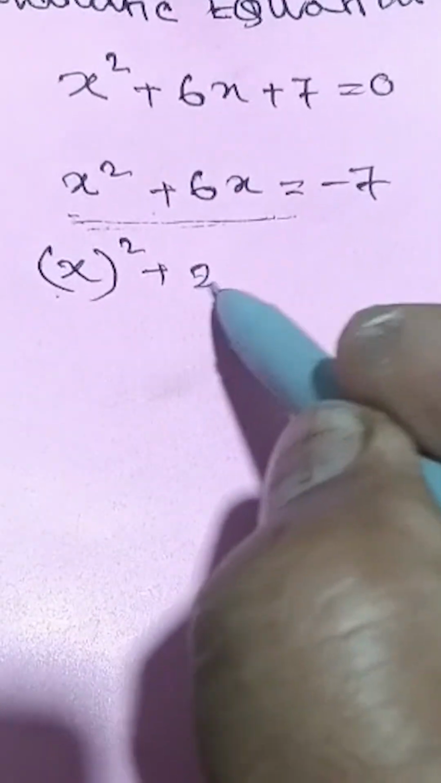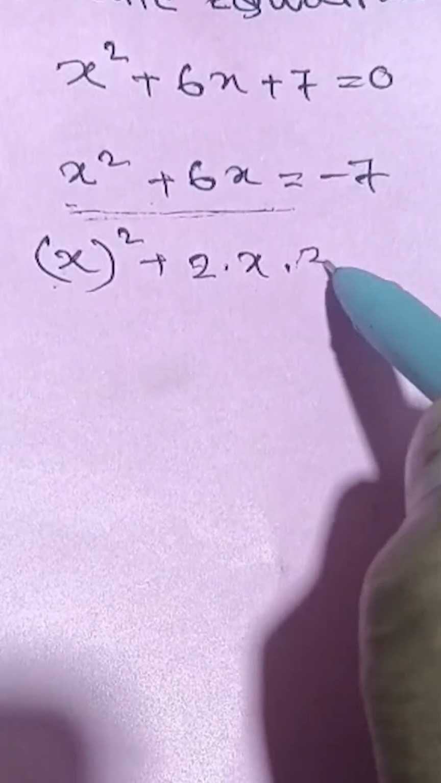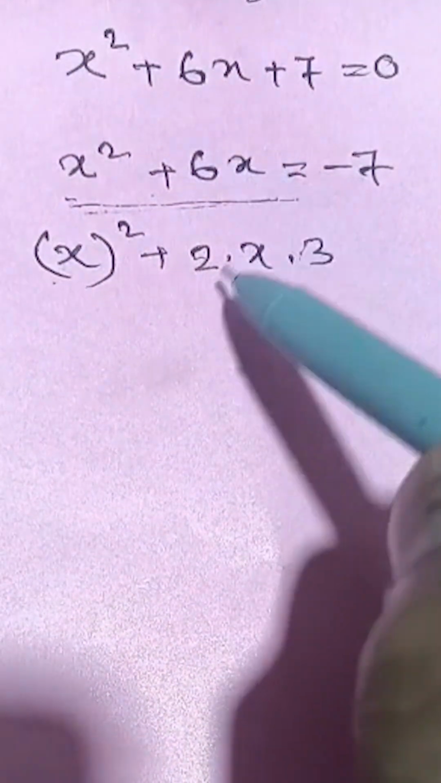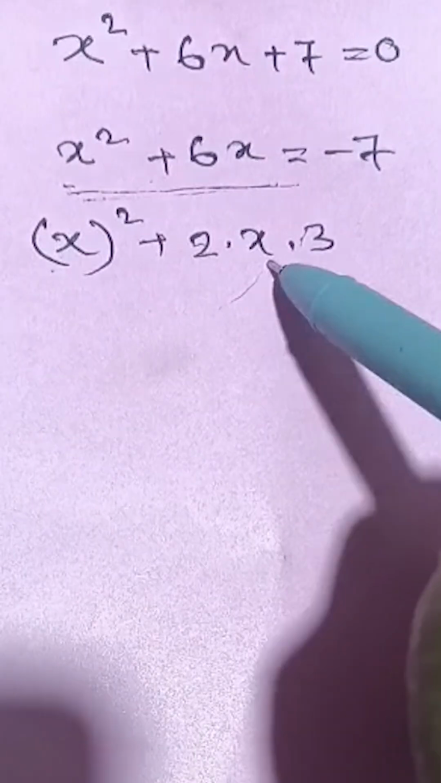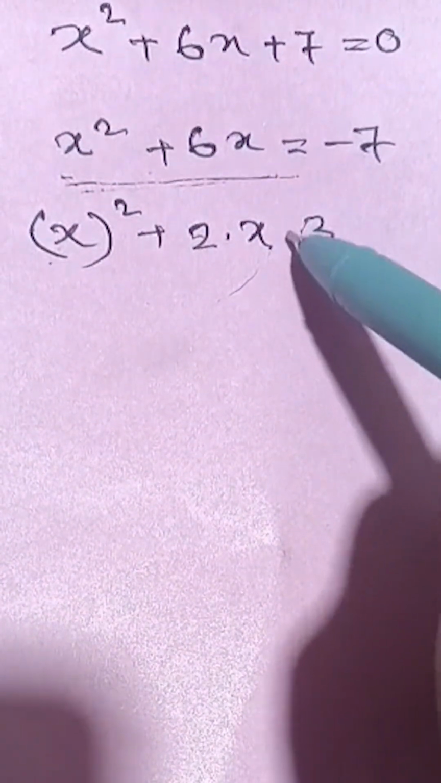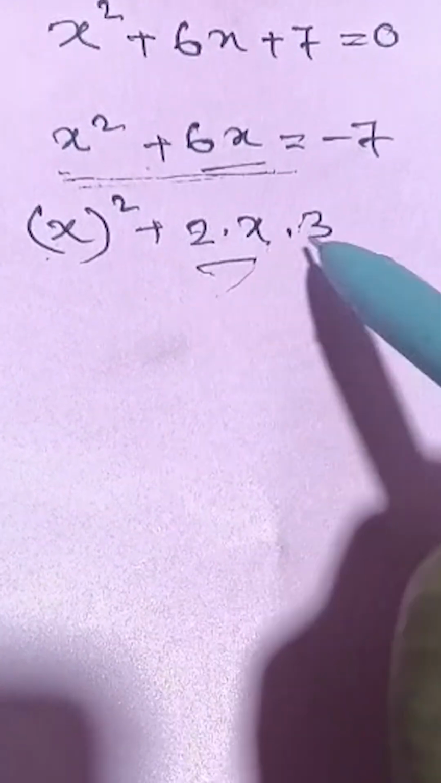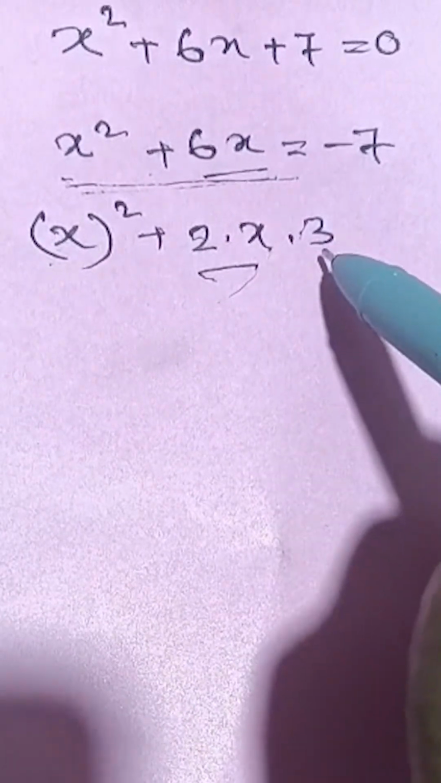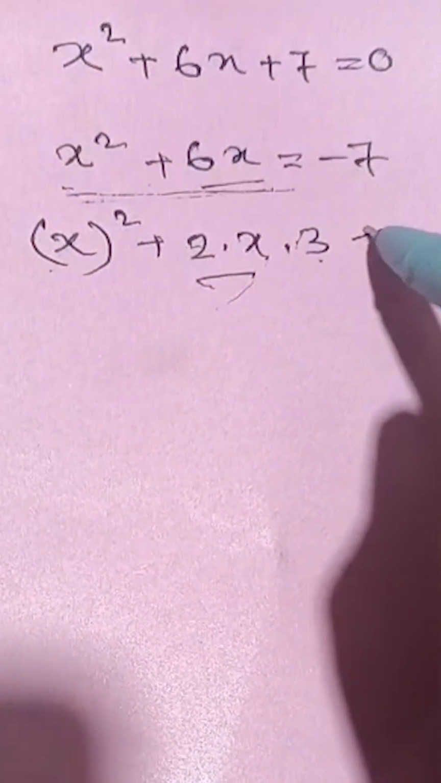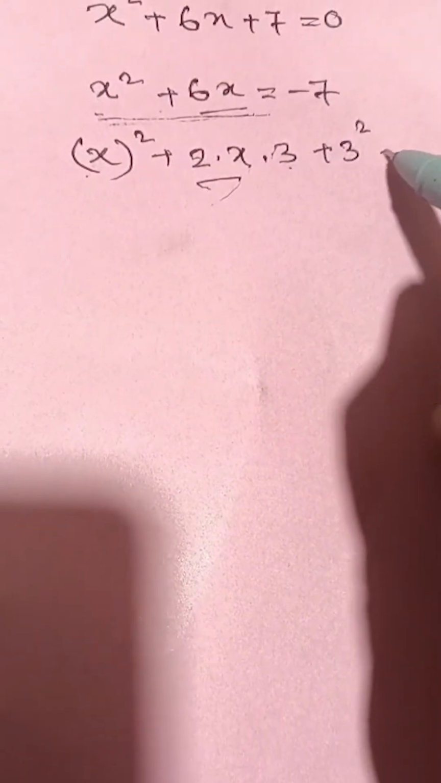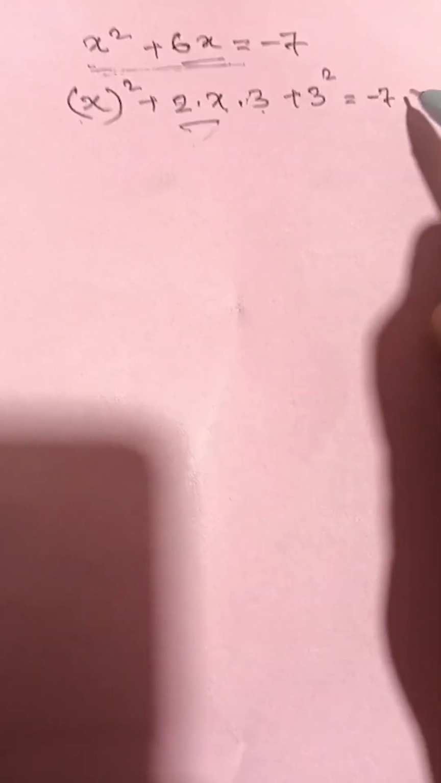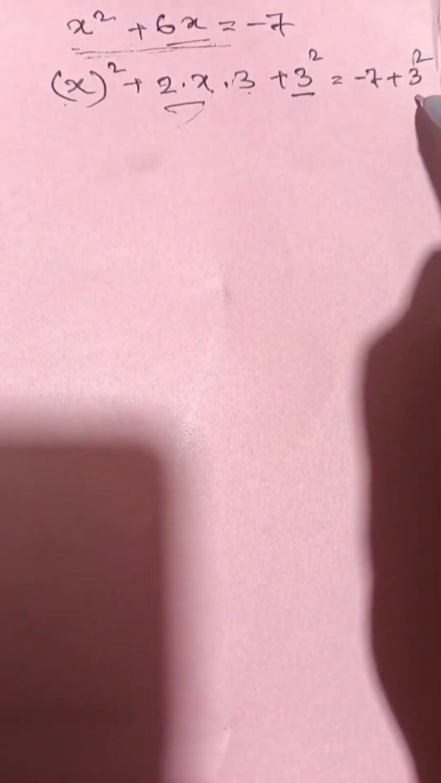plus 2 into a into b. You see it is 6x. To get a from here, I have written a as x, and b I have by imagination, not imagination, it is 6x. So 2x is multiplied by 3 to get 6x. So b will be 3. So if b is 3, then b square will be 3 square. Equal to minus 7 is given, and you have to add 3 square on this side also, as this 3 square I have written extra in the left hand side. That's why we have to write 3 square in the right hand side also.